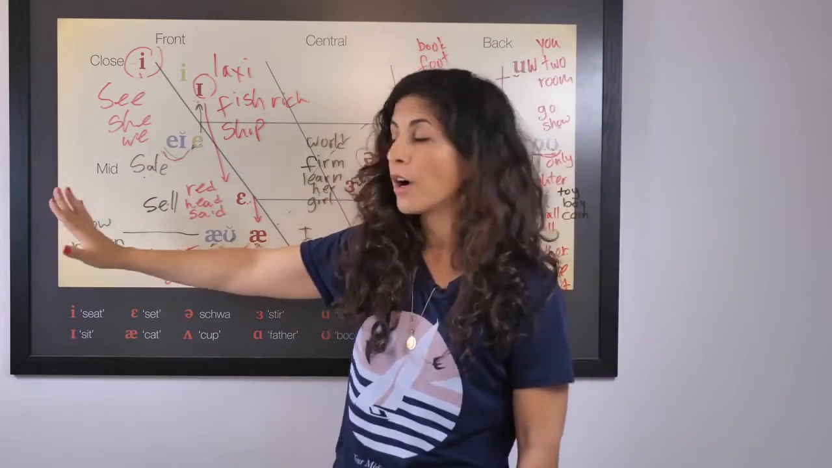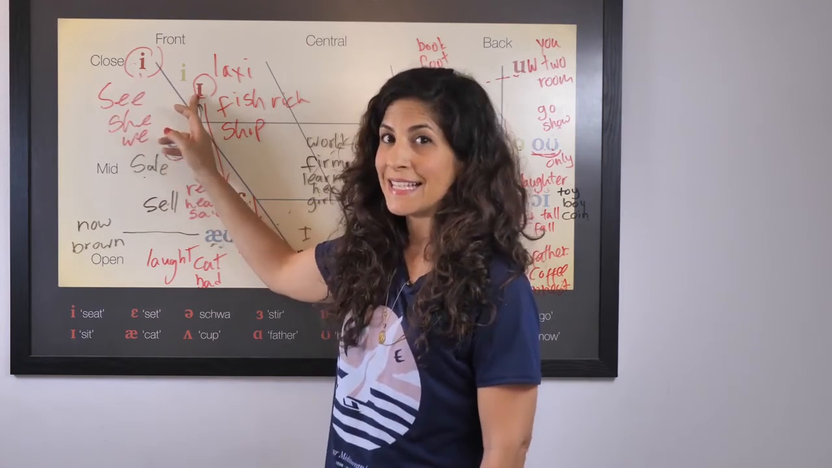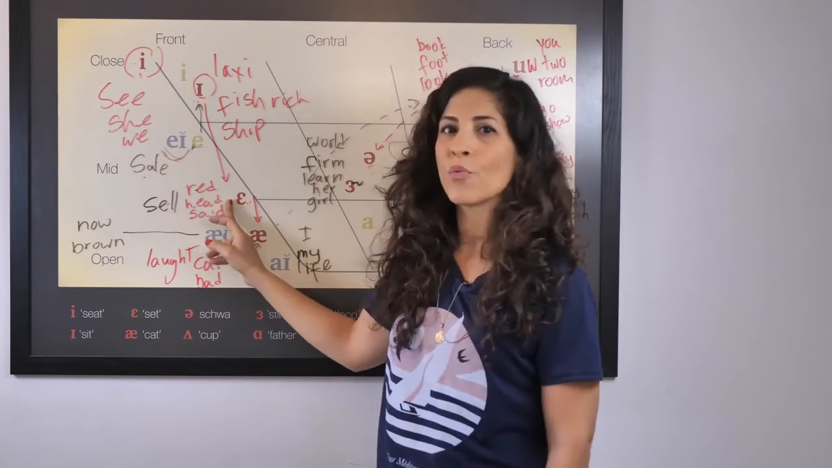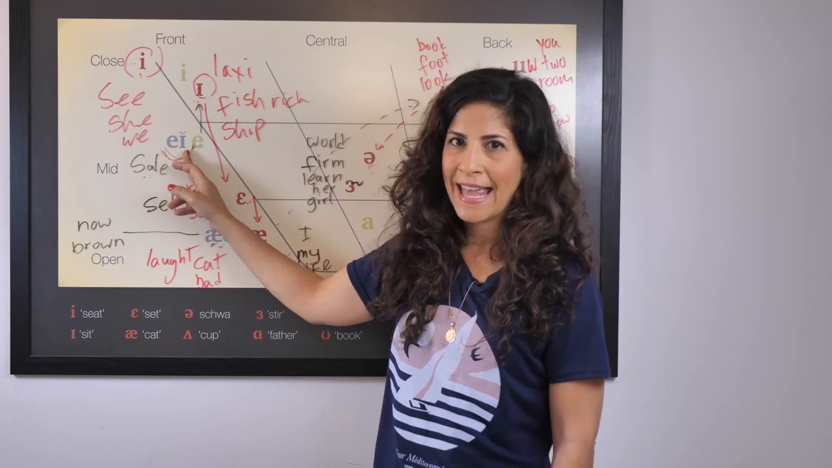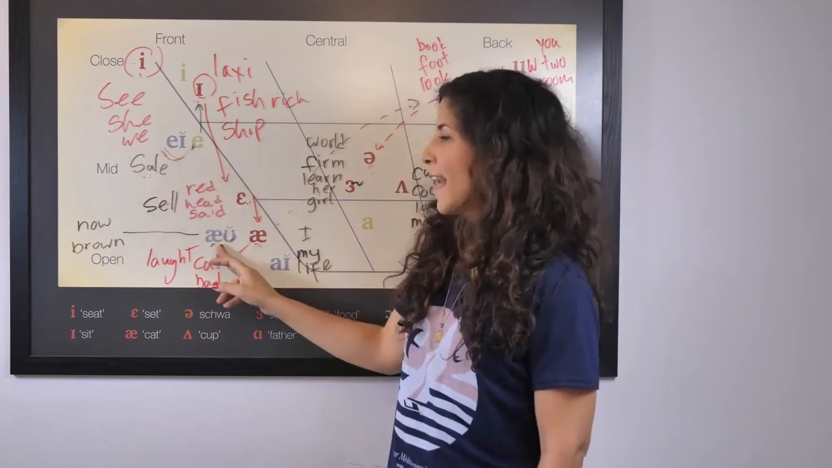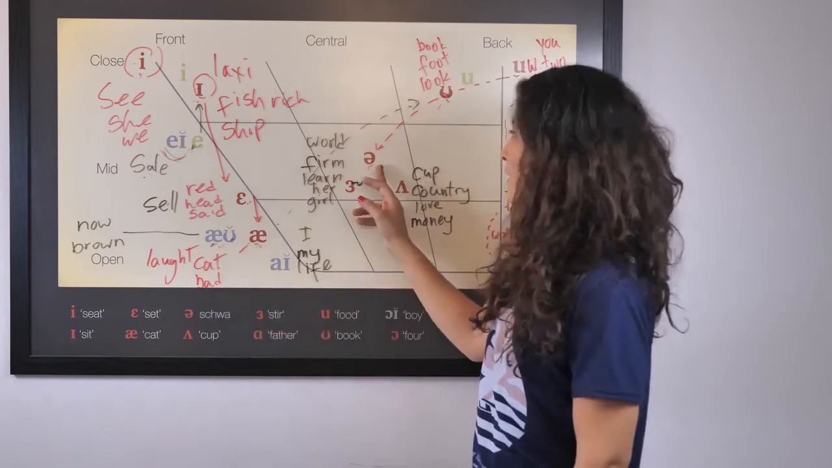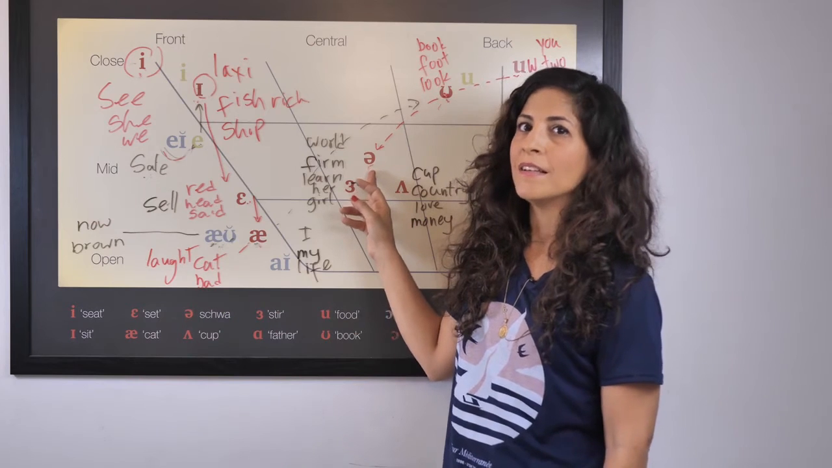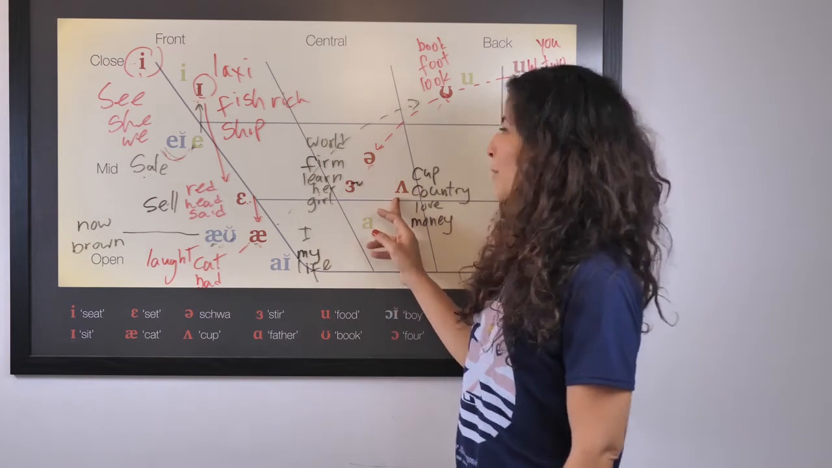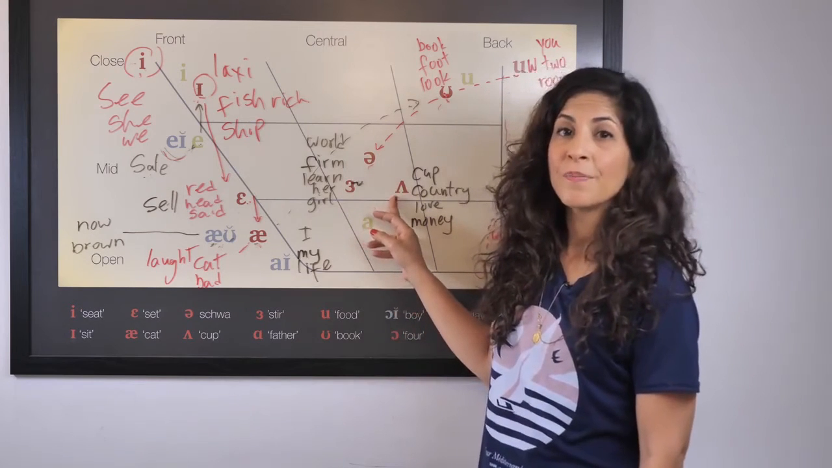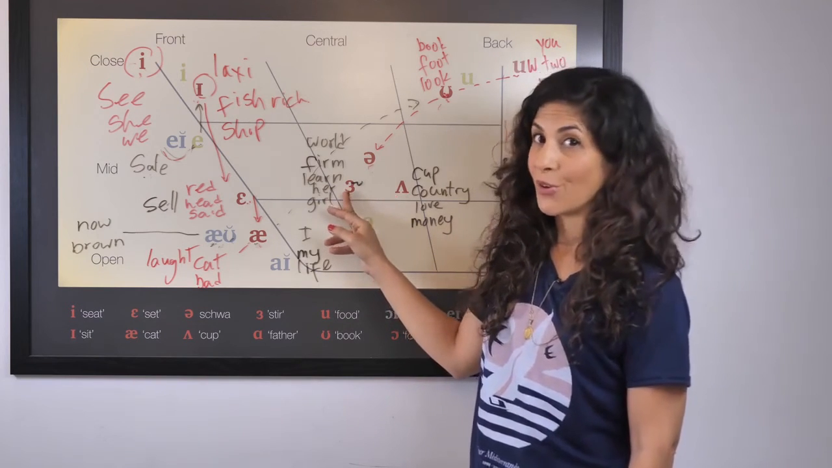Starting from the front part of the chart, let's begin. E as in seat, I as in sit, E as in red, A as in cat, A as in day, ow as in now, I as in my, and that is the schwa, as in around, o'clock, holiday, and then we have the cup as in cup, love, fun, country, as in stir, and girl.